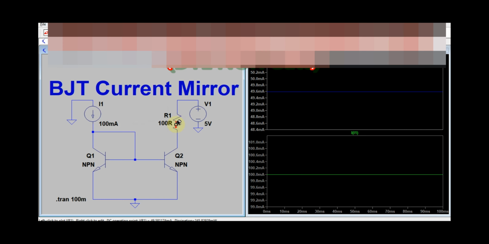So I hope you understand the concept of the current mirror circuit using BJT. At the end, I will upload this file to Google Drive, and I will share the link in the description section. You may go and download this file.